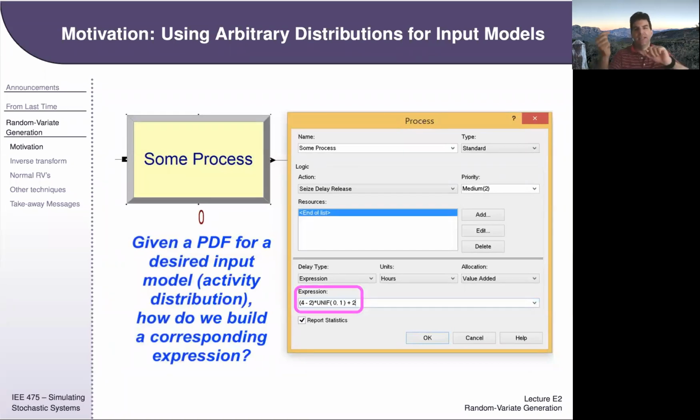We've already seen one way to do this. Back when you did the Monte Carlo lab, I had you generate random numbers that were uniform, but not between 0 and 1. They were between like 2 and 4. And we learned a formula for that, like the formula you see down here circled under expression. So how do we figure out how to write those formulas in general? If I have a distribution, how do I get it into ARENA if ARENA doesn't already have that distribution? That's what we're talking about today.